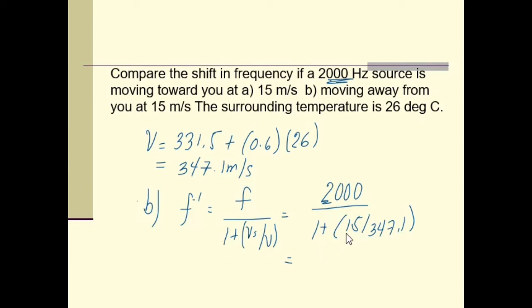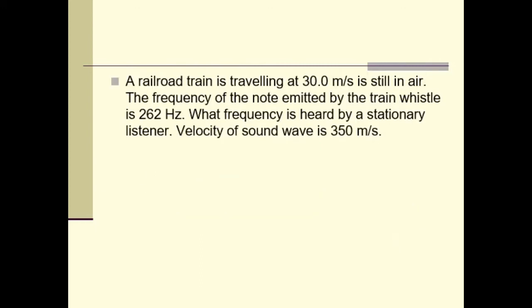So the answer for this one, 2,000 divided by 1 plus quantity 15 divided by 347.1, is 1,917.15 hertz. Okay. So again, you can expect that this will be lower compared to the actual frequency emitted by the source, which is 2,000 hertz. Okay.